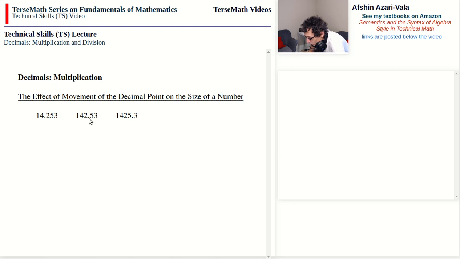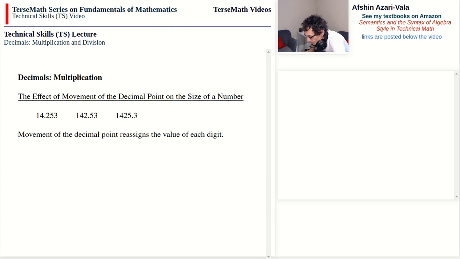In fact, it becomes 10 times larger. And if we go from 142.53 to 1425.3, where the decimal point has moved forward over one digit again, it makes the number 10 times larger again. So every time you move the decimal point forward over one digit, the number becomes 10 times larger.